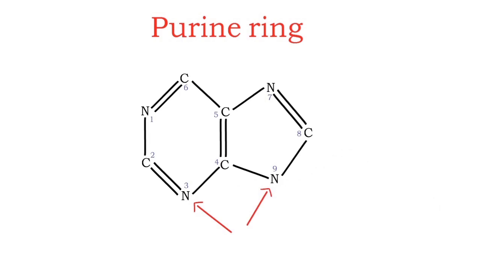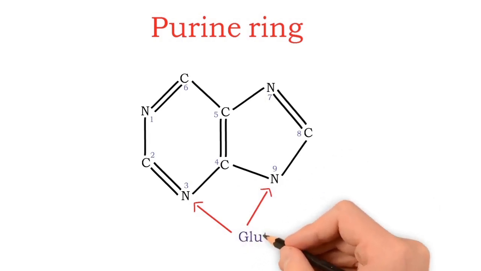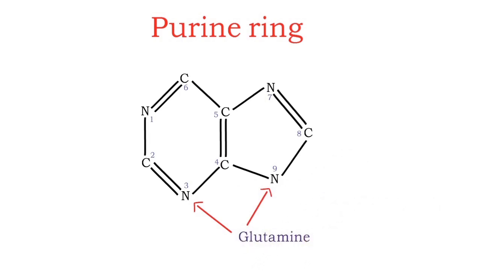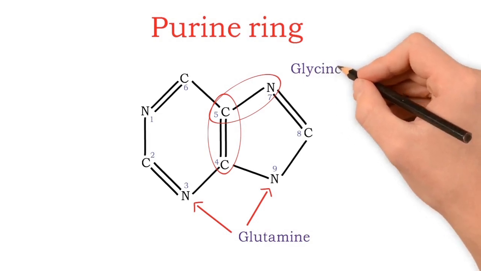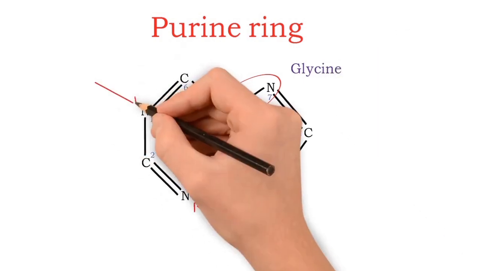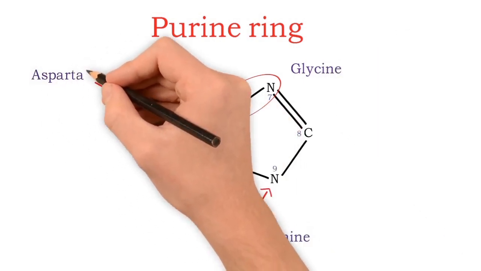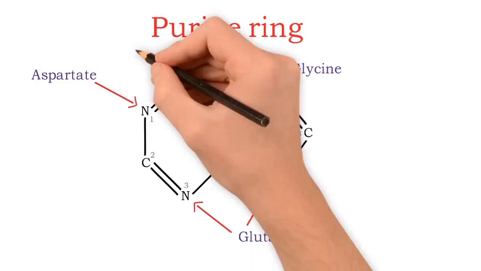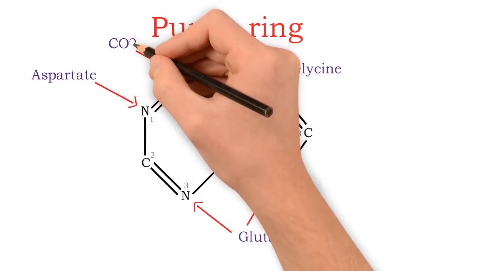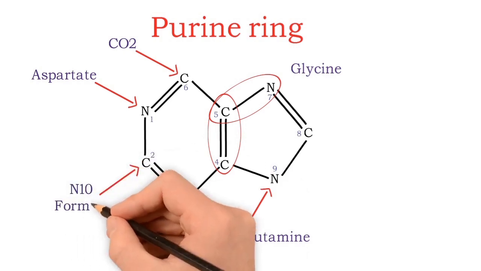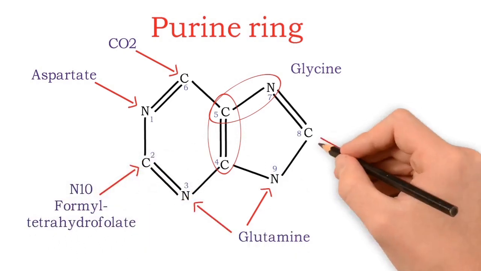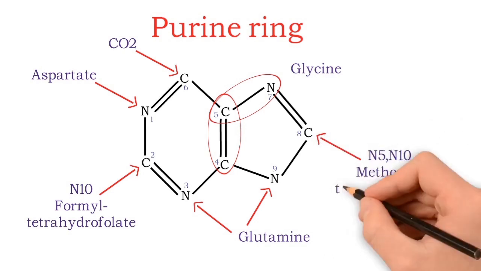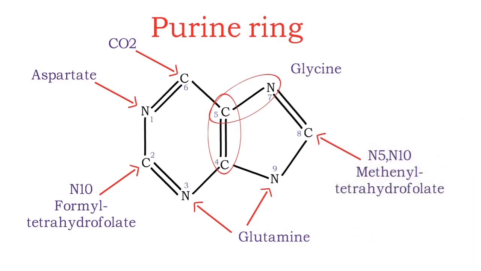In this structure, N3 and N9 come from glutamine. Then C4, C5 and N7 come from glycine. N1 comes from aspartate. C6 from carbon dioxide. C2 from N10 formyl tetrahydrofolate and C8 from N5N10 methenyl tetrahydrofolate.